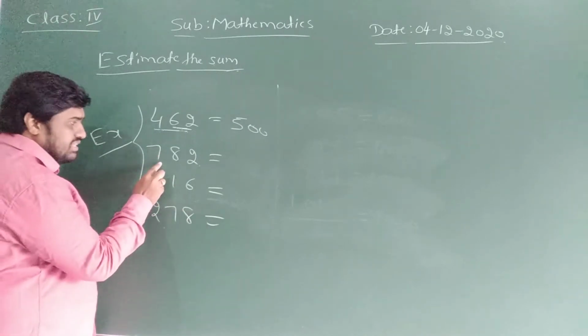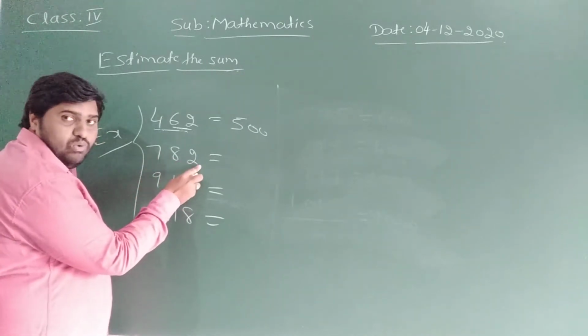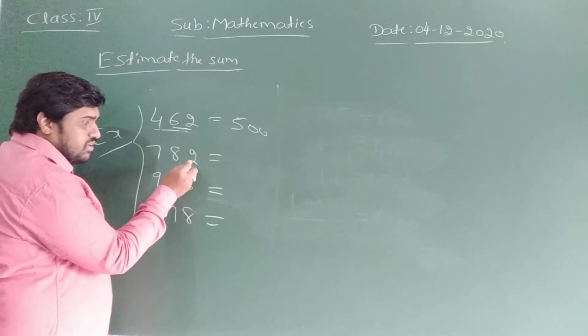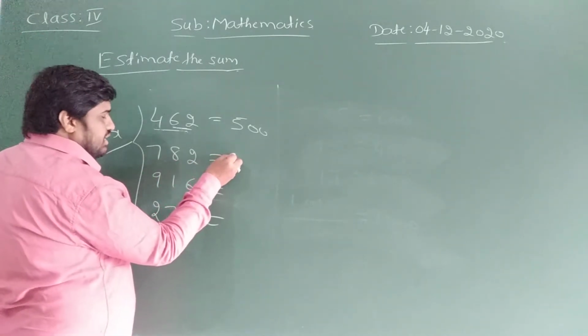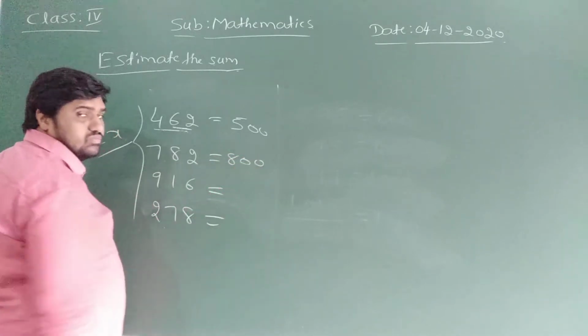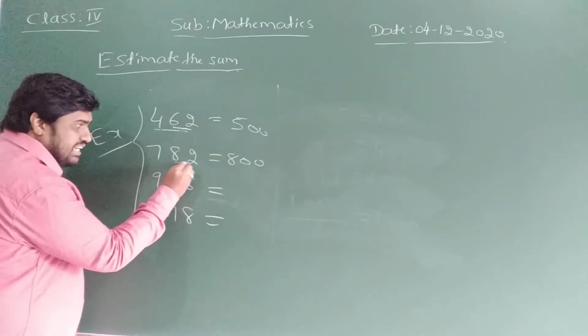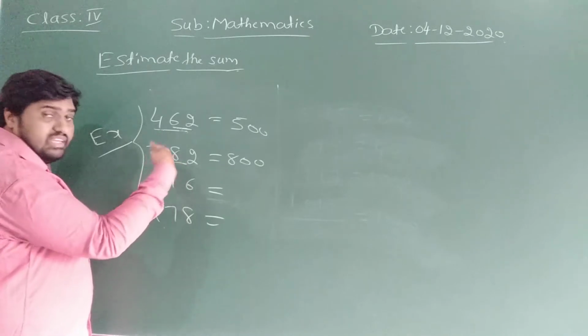Okay, similarly 782. Okay, how to estimate? 782 is near to 800, because here 82 is there. Okay, therefore near to 800.